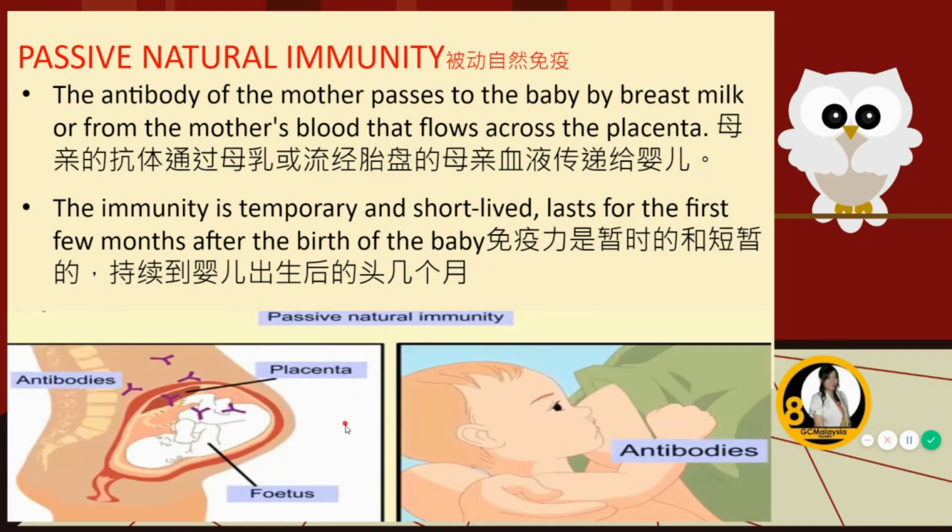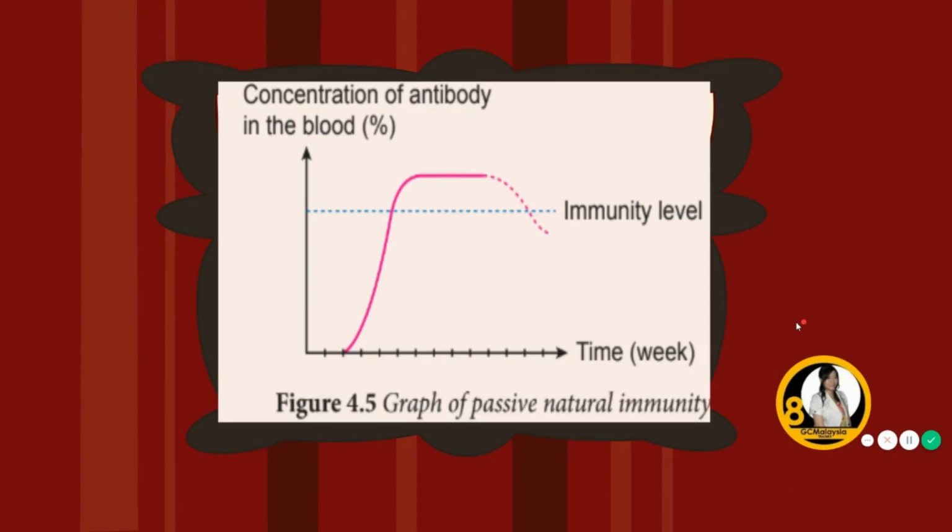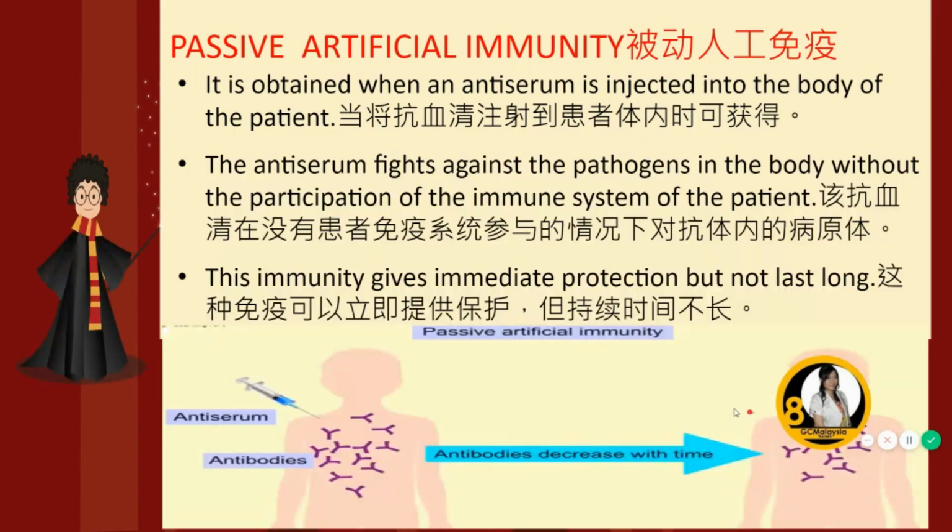Okay? Breastfeed. Okay, this is the graph of passive natural immunity. Okay, next, passive artificial immunity. It is obtained when an antiserum is injected into the body of the patient.